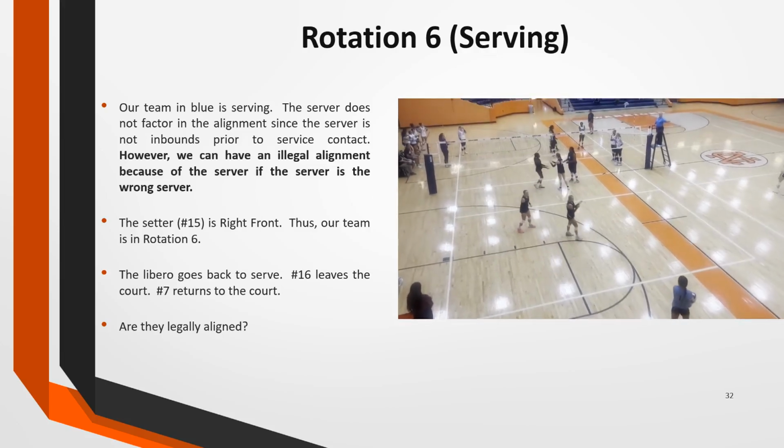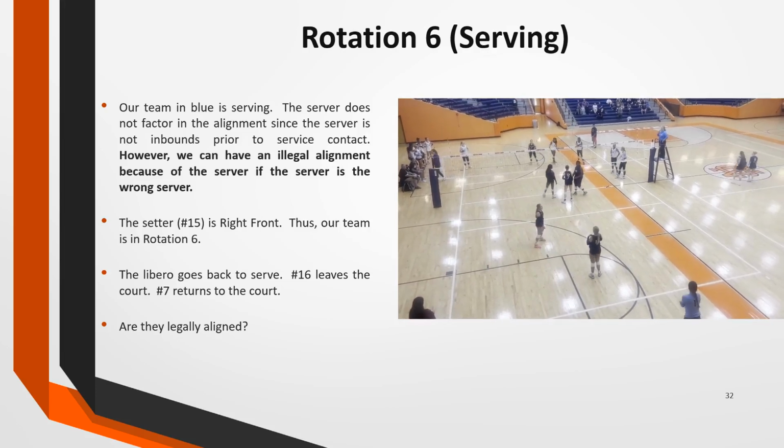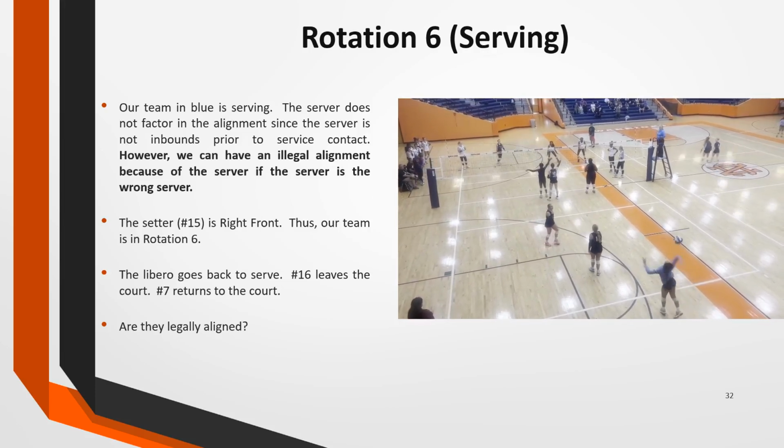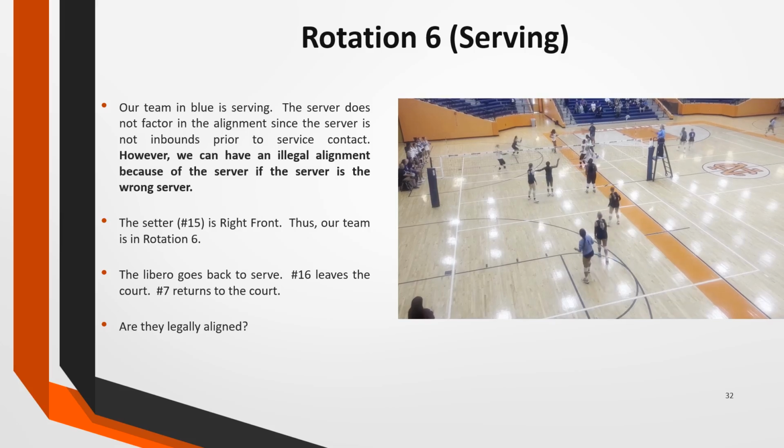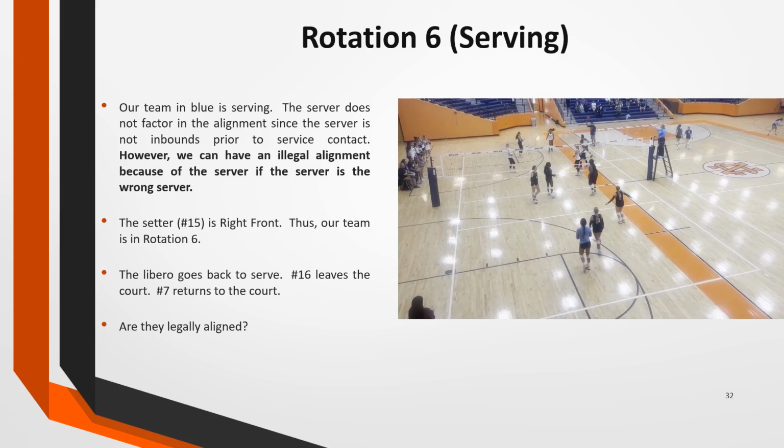Our team in blue is serving. Remember, the server doesn't factor into alignment. The server's not in bounds prior to service contact. We can have an illegal alignment because of a server only if our server is the wrong server. Our setter is the right front. That's our team in rotation 6.